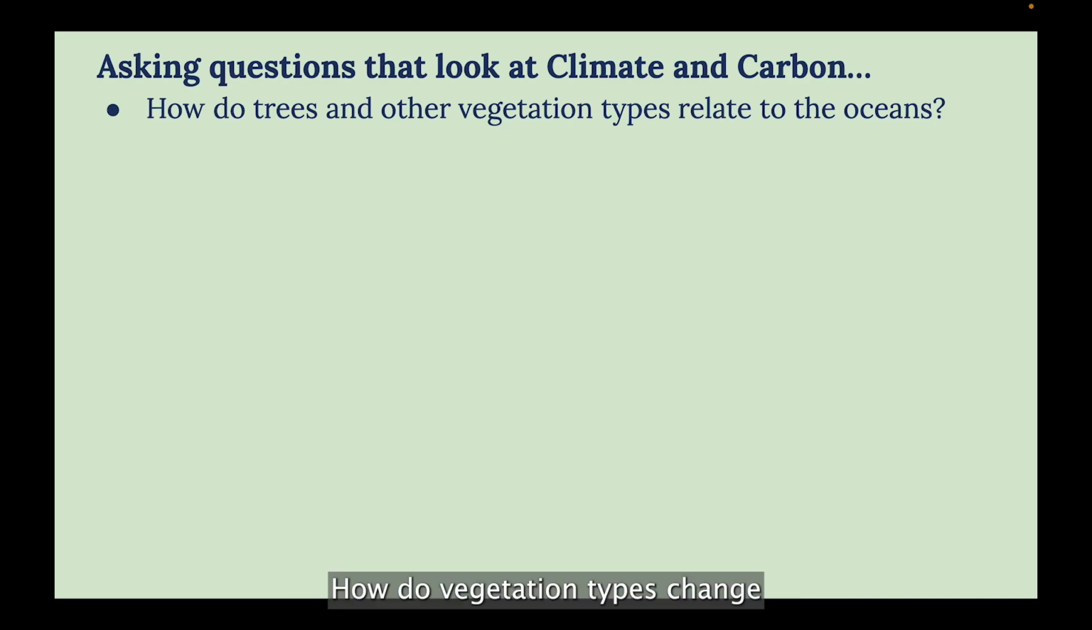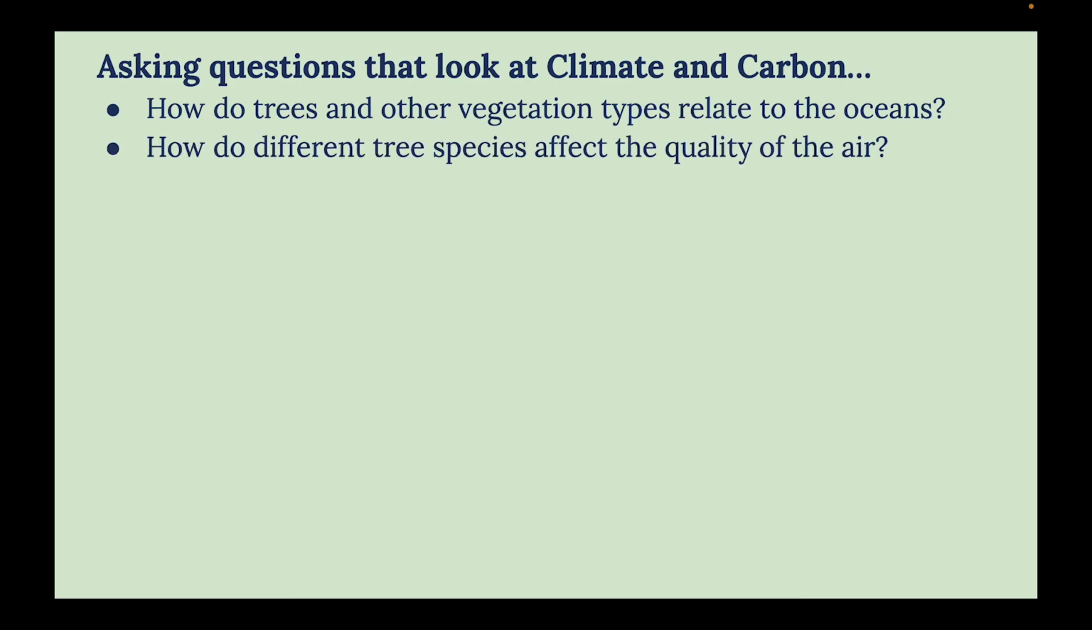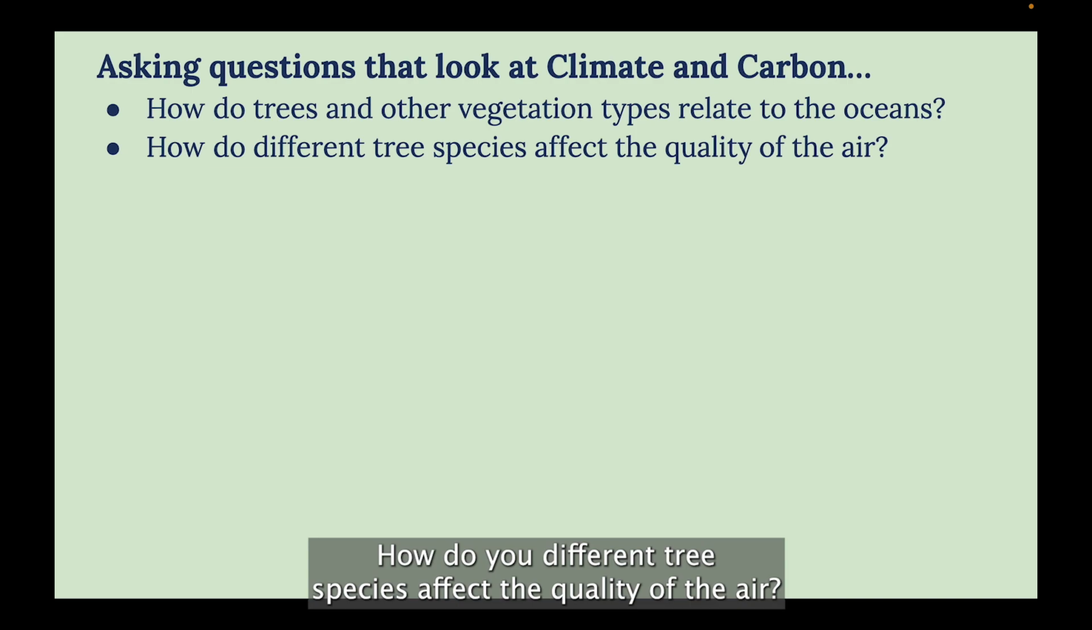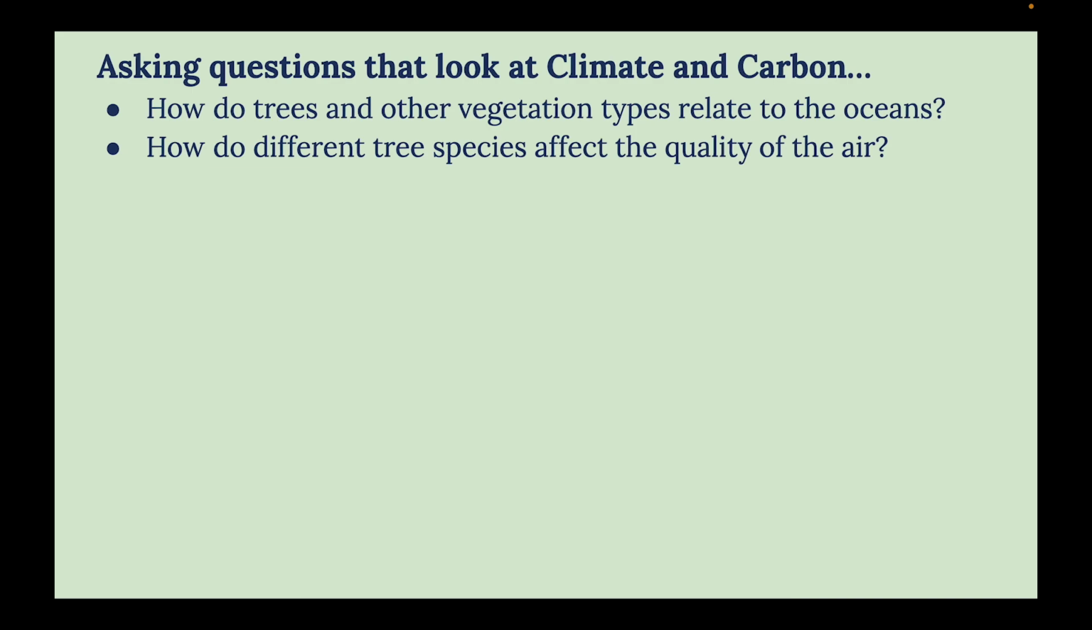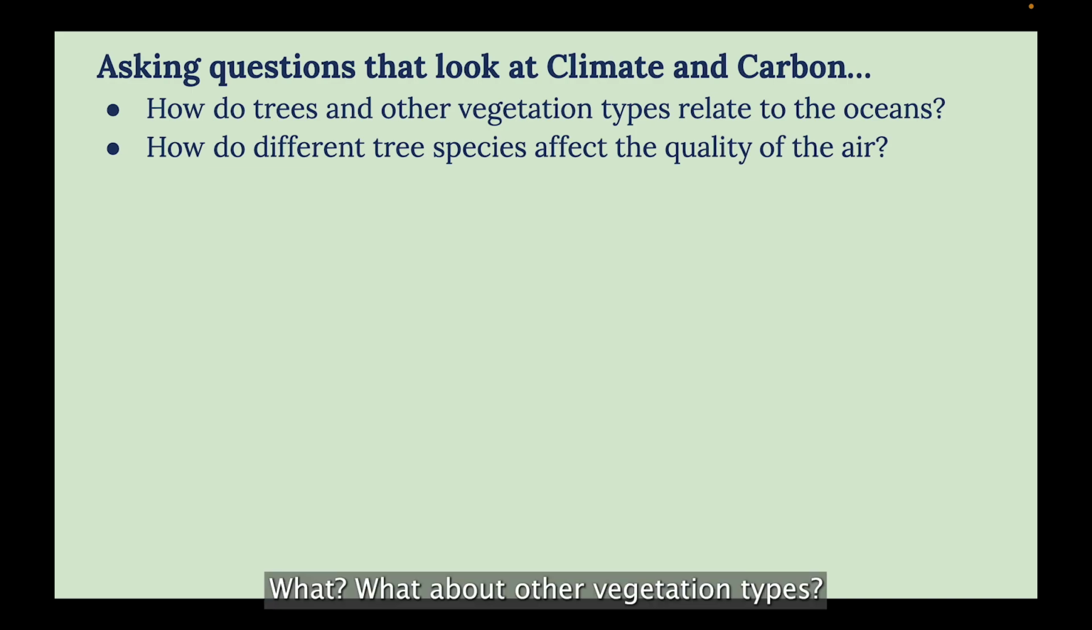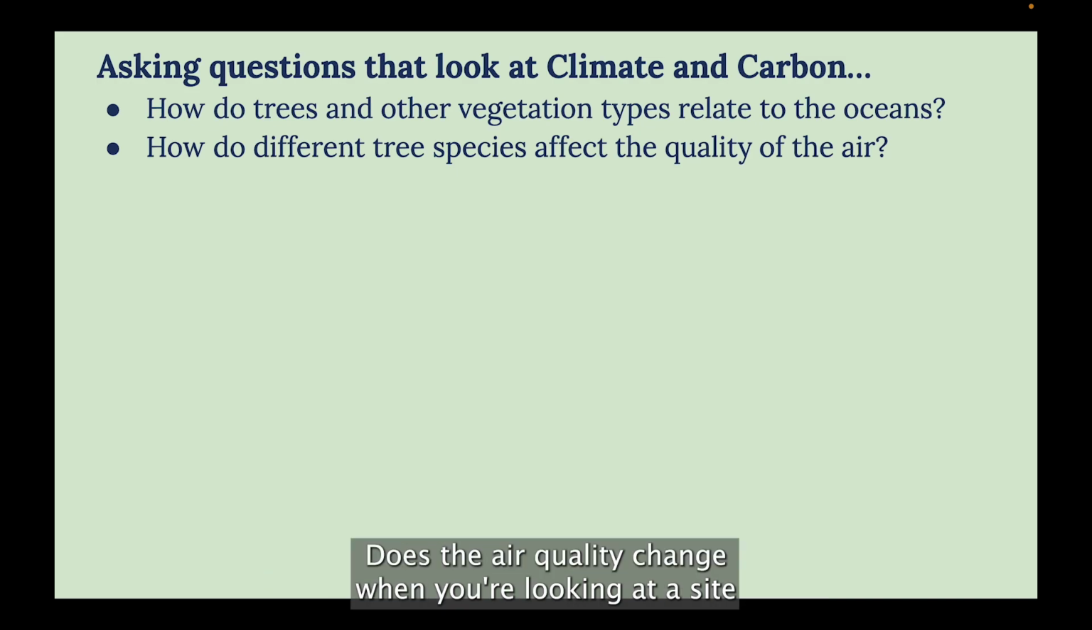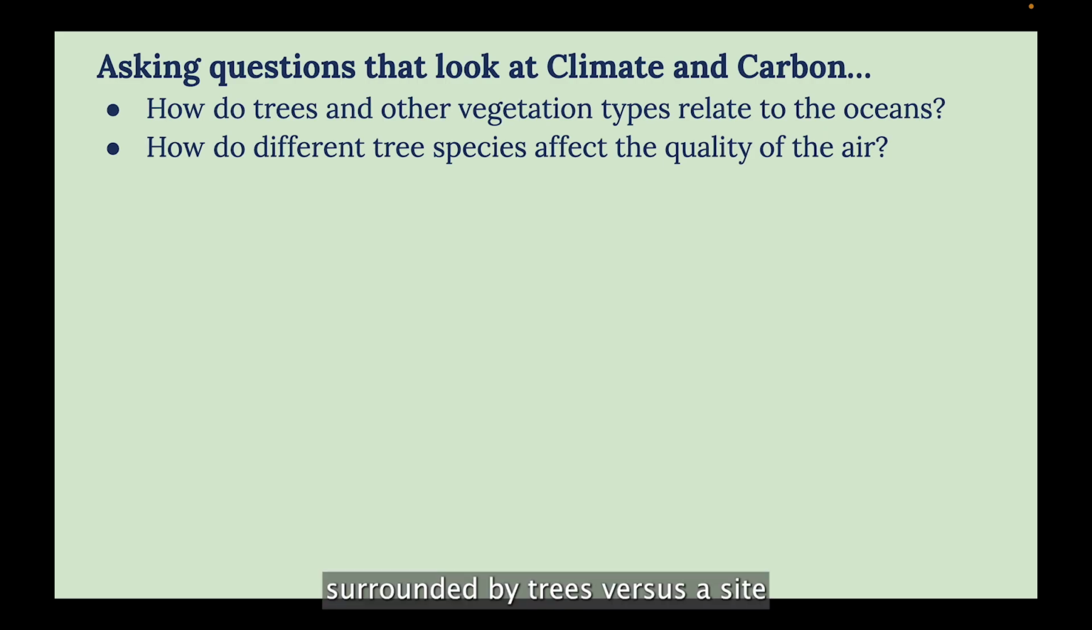How do vegetation types change between an ocean, a river, and a lake? How do different tree species affect the quality of the air? What about other vegetation types? Does the air quality change when you're looking at a site surrounded by trees versus a site surrounded by buildings?